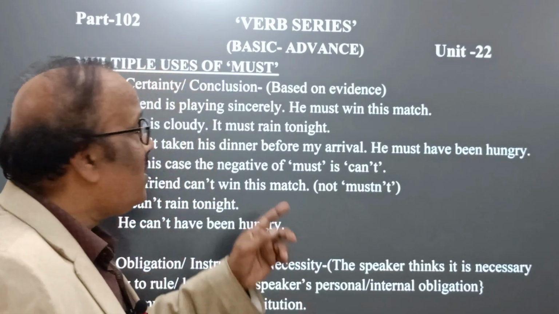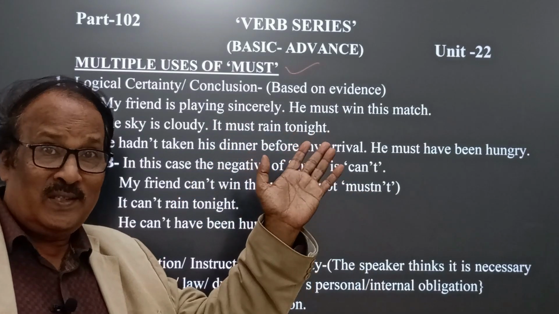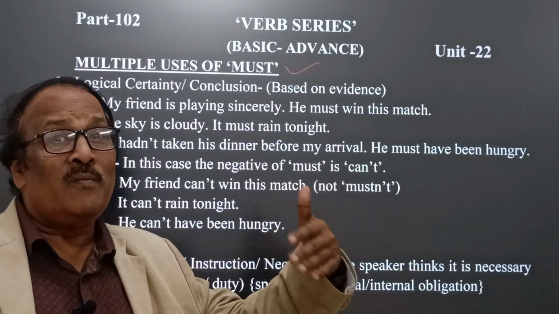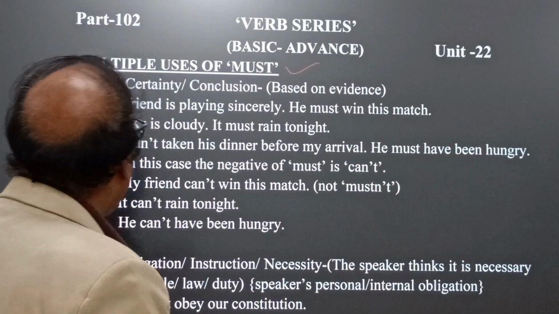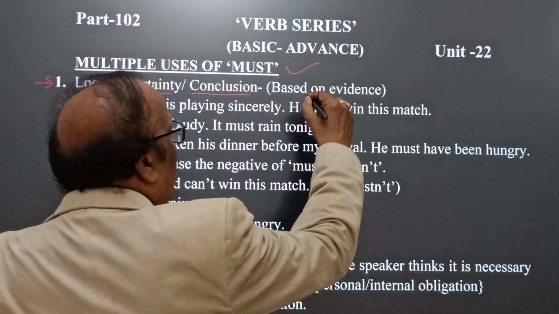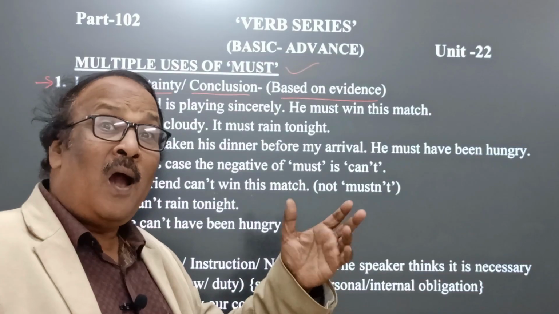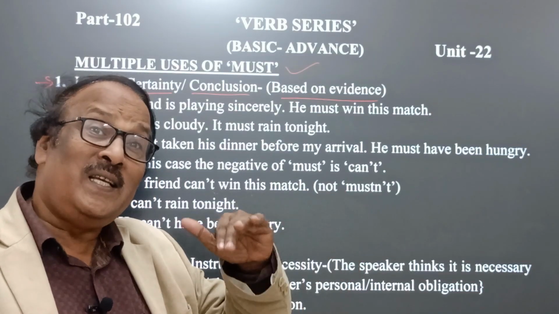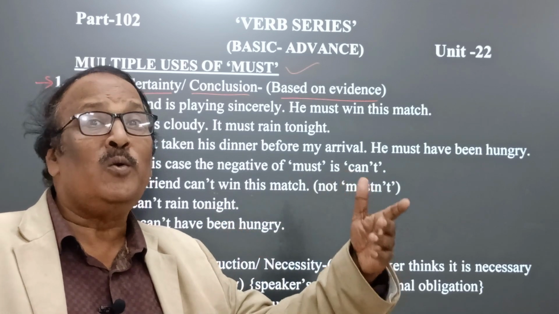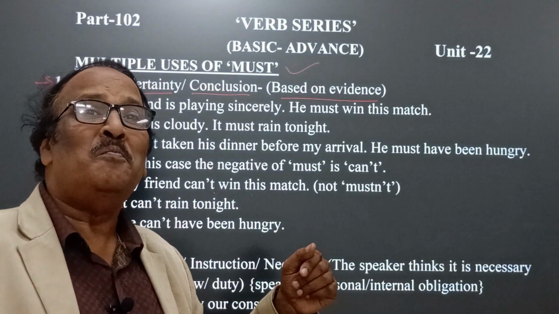Okay, our today's discussion is multiple uses of must. Must is a versatile modal auxiliary verb which is used in several ways. Let's see how. Point 1, logical certainty or conclusion, which is based on evidence. Whenever we have certain evidence, basing on that evidence, we feel sure that something is going to happen in future. In that case, we use must.